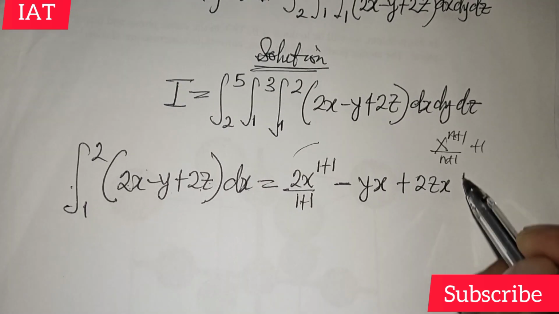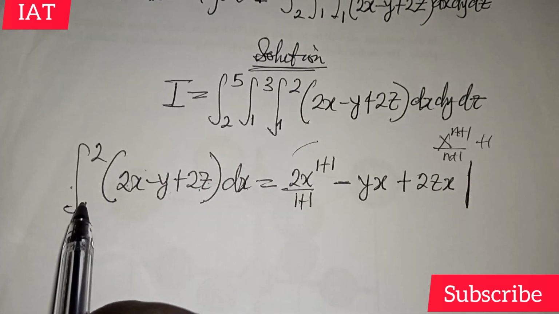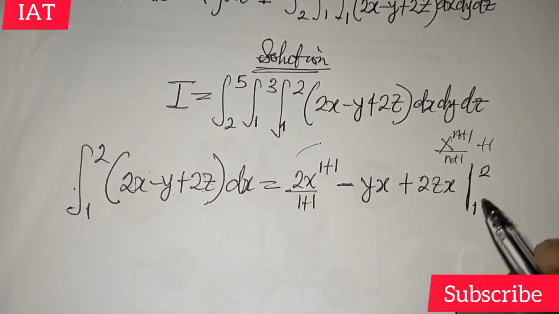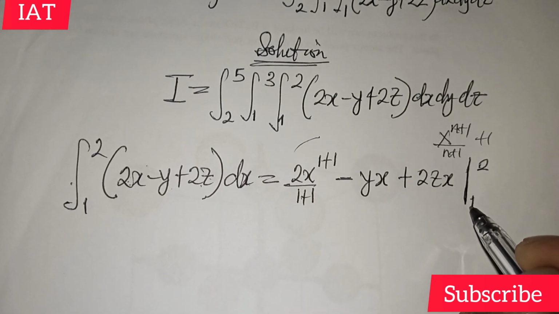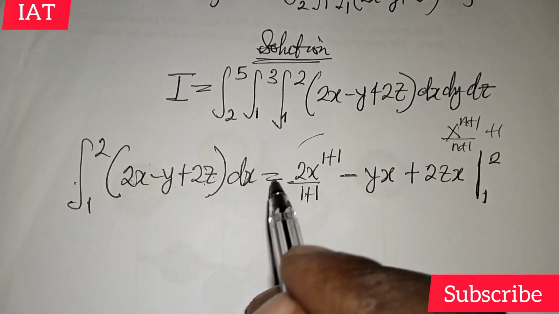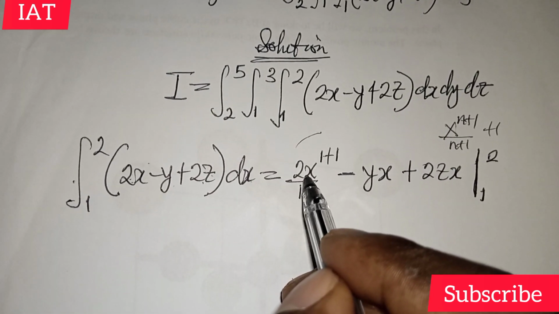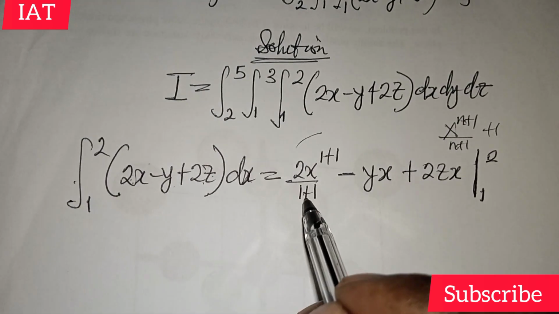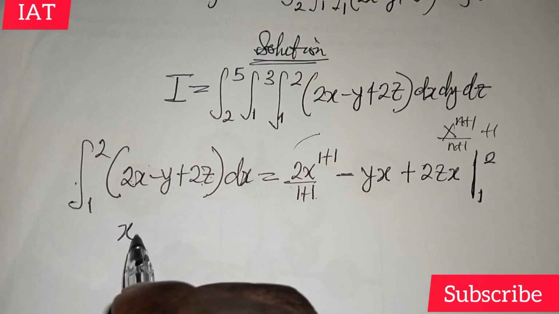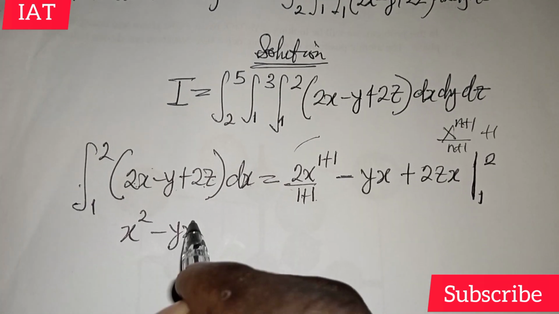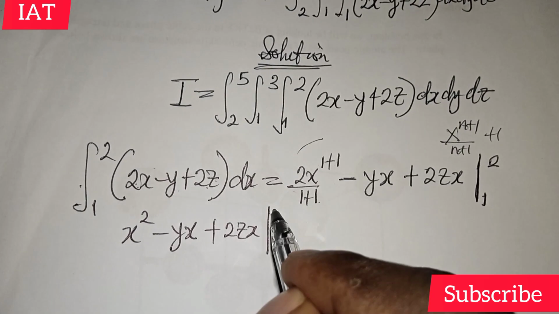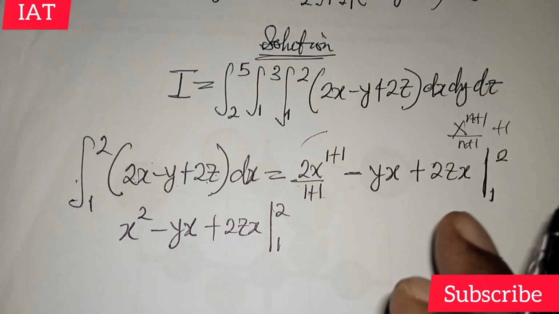Alright, and keep in mind that we draw a line like this because we have the upper limit of 2 and lower limit of 1 attached to the problem. So the next phase is to make this look normal. Of course, 2x to the power of 1 plus 1, 1 plus 1 is 2. The 2 will eliminate these 2. What we have is x squared minus yx plus 2zx, and we have 1 to 2.